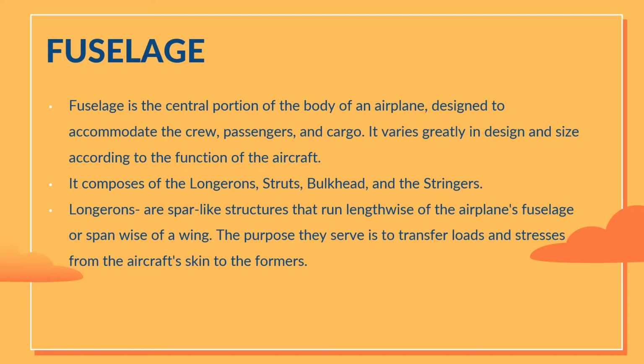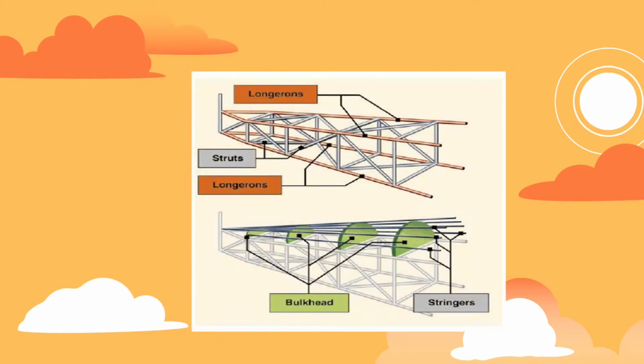Longerons are spar-like structures that run lengthwise of the airplane's fuselage or span-wise of a wing. The purpose they serve is to transfer loads and stress from the aircraft's skin to the formers. So this is the part of the fuselage.